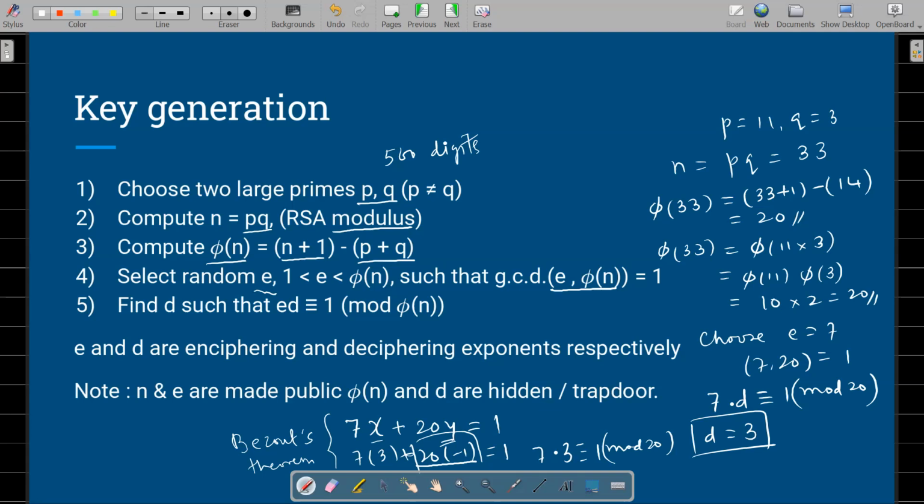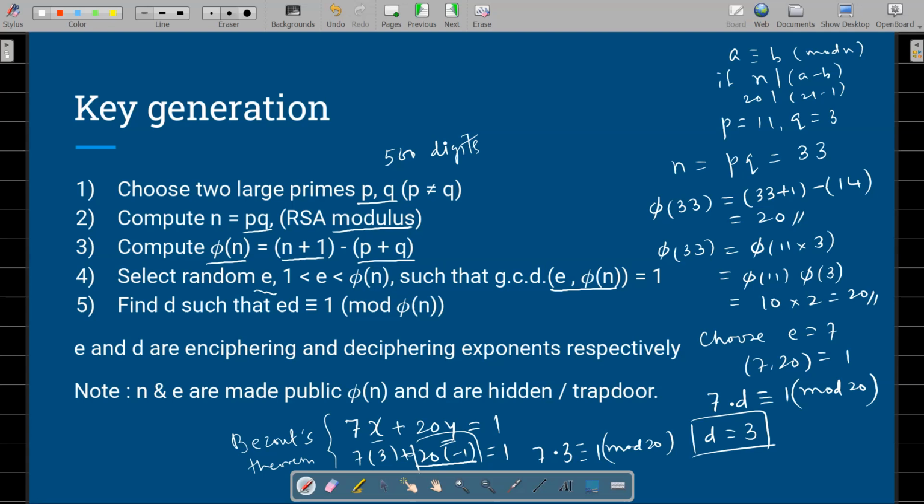And one more thing, sir. How come 7 into 3 plus 20 into -1 equal to 1 becomes 7 into 3 equals 1 mod 20? 7 3s are 21, and 21 leaves remainder 1 when I divide by 20. So we call it 21 is 1 mod 20, right? So how does that step lead to this? That is by definition of congruence. A is congruent to B mod N if N divides A minus B. So like 20 divides 21 minus 1. So I say 21 is 1 mod 20.